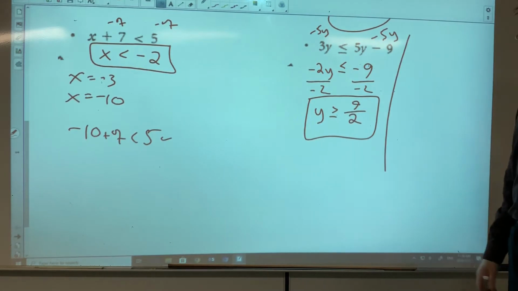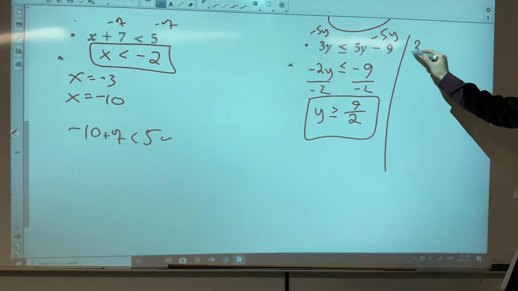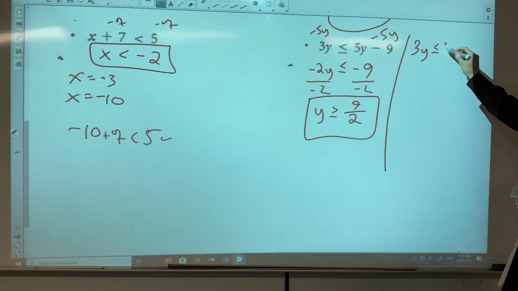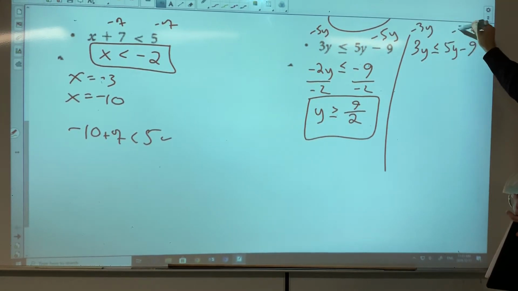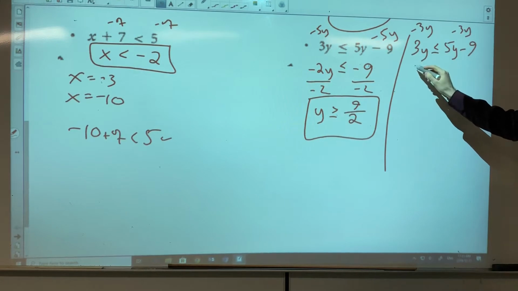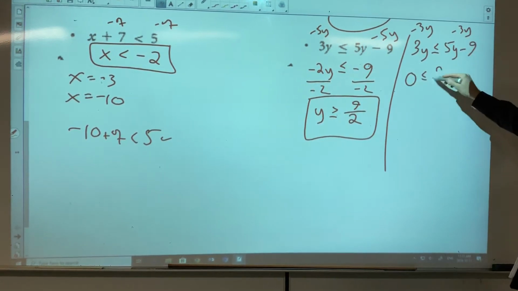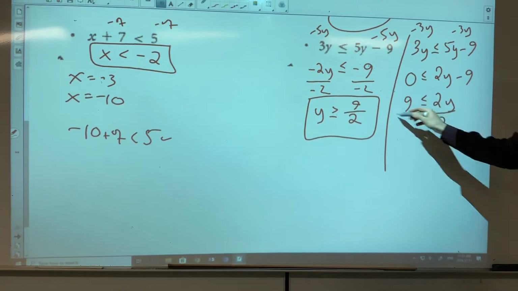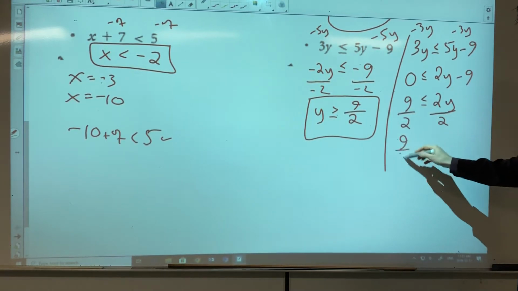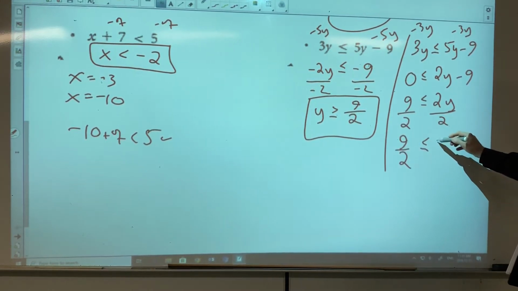Maybe I'll take a quick moment. If I had done it another way, I would still have to flip the sign. So let me show you. If I just subtracted 3y from both sides, then what will I get on the left-hand side? 0 less than or equal to 2y minus 9. I would add 9 to both sides. Now I'm going to divide by positive 2 this time. So you get 9 over 2 is less than or equal to y.